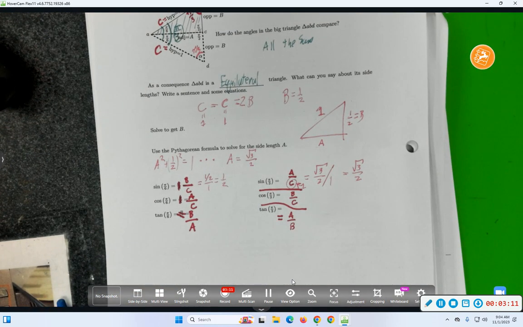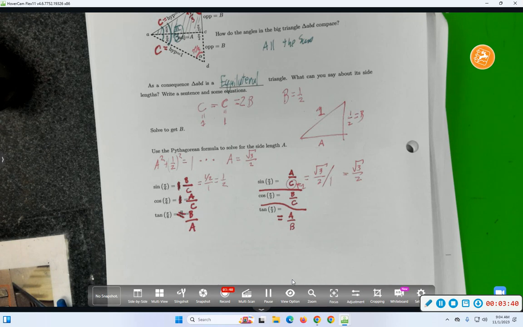The side length A was √3 over 2. How did we get that √3 over 2? What was the trick? What was the tool that we used to get that? Yeah. This squared plus that squared equals this squared. If you know these two, you can solve for that. All right, so let's determine the other trig functions.